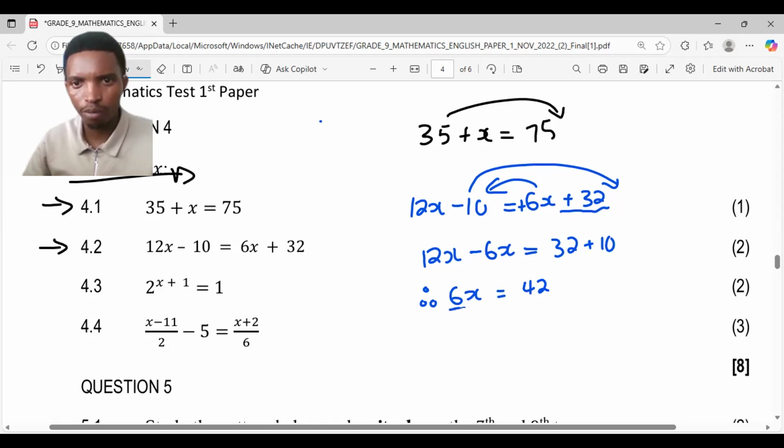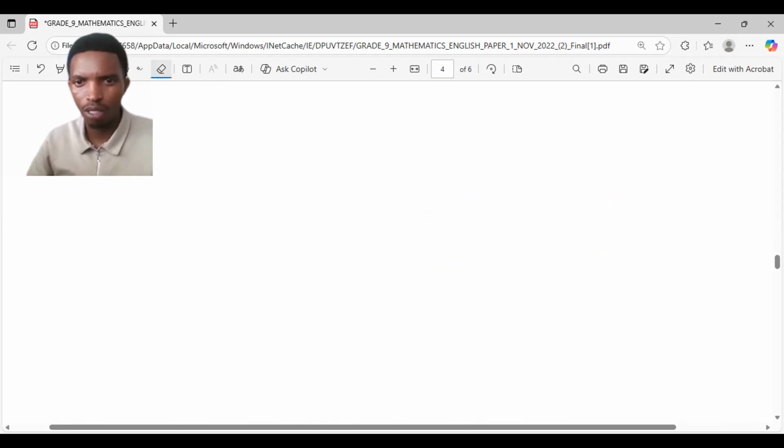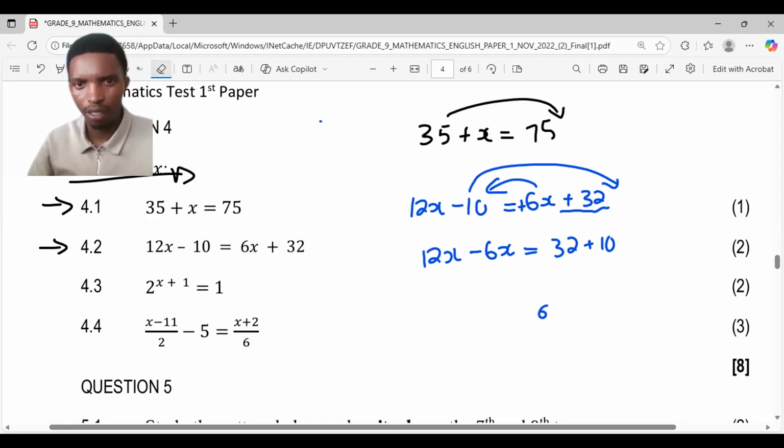We divide both sides by 6. And then our answer is 7. Wait, let me check. Our answer is 7, right? Yes, sir. So these ones are where we score a lot of our marks because these questions are literally that easy.